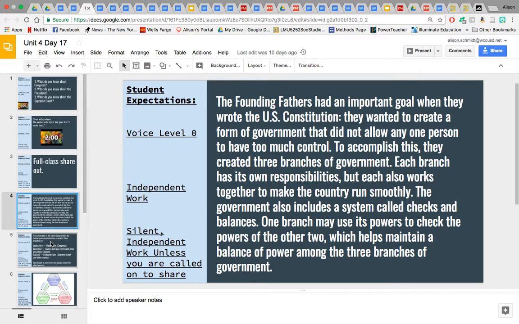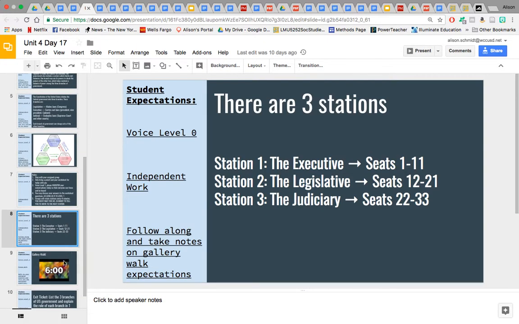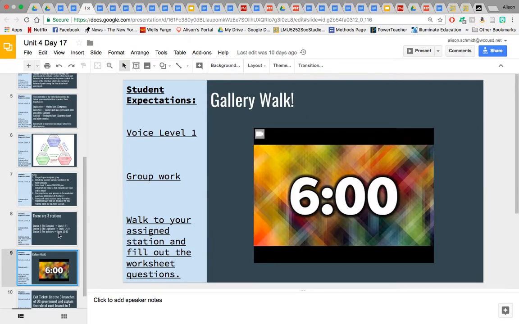I give them a quick little introduction. They look at a picture, and I ask the kids what they notice. And then we review the gallery walk stations. I have them broken up by seats, and then they have 6 minutes at each gallery station.